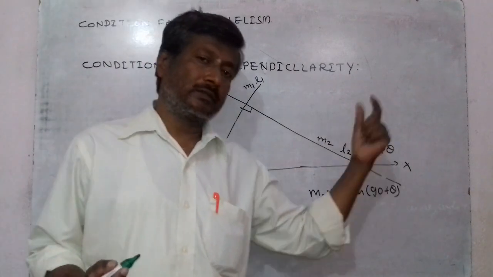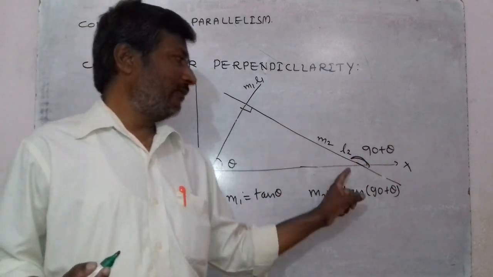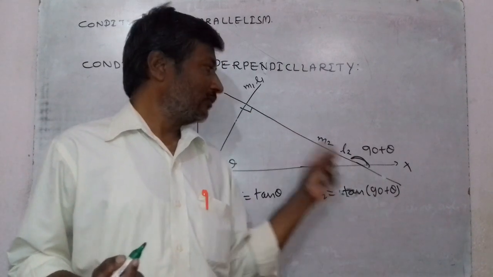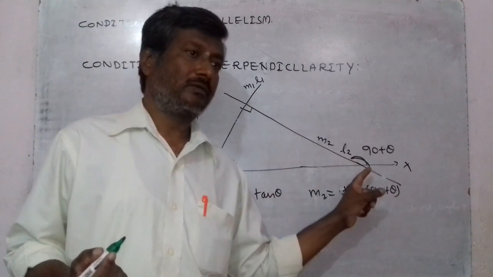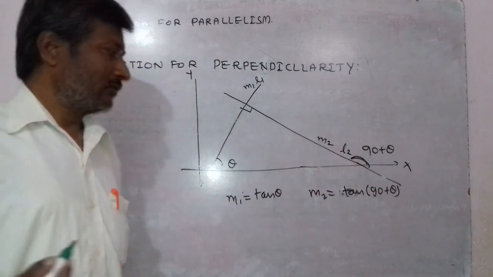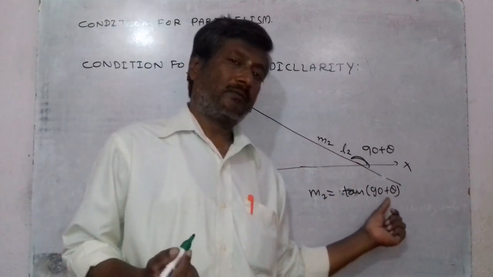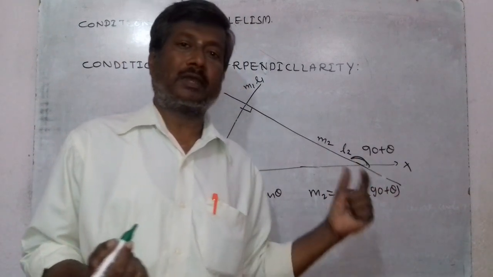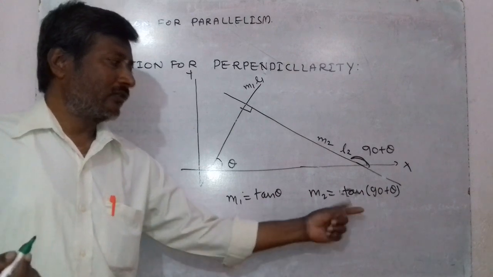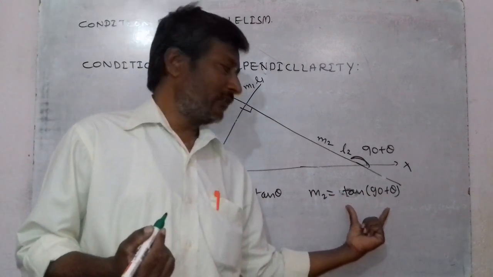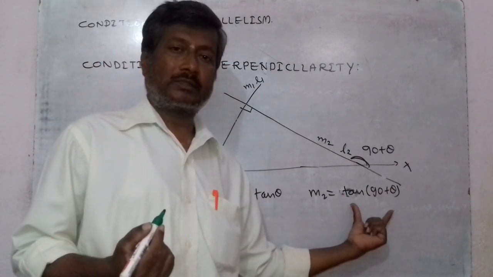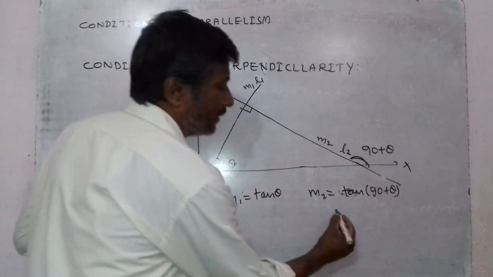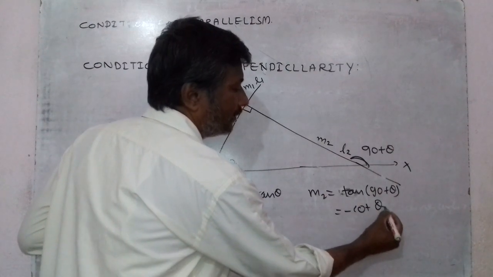As I told in the previous class, the line makes an obtuse angle, so the slope of this one is negative. We know that tan of 90 plus theta is in the second quadrant, and in the second quadrant tan is negative. Using the allied angle, which you will learn in trigonometry, tan of 90 plus theta is minus cot theta.